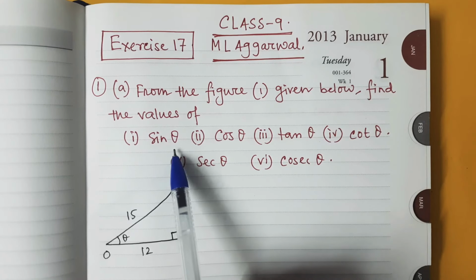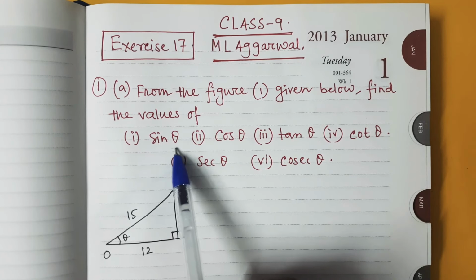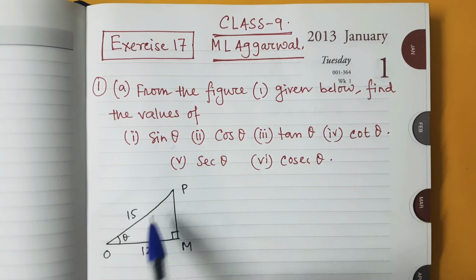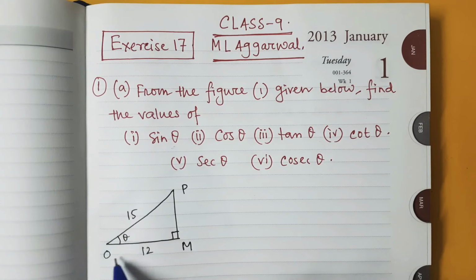So here you notice that they are considering this angle theta. Now you need to find what theta is in this triangle. So theta is this angle. This angle is theta.